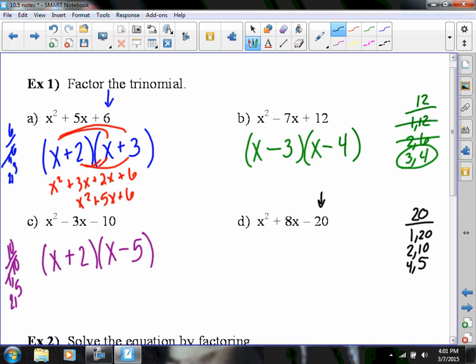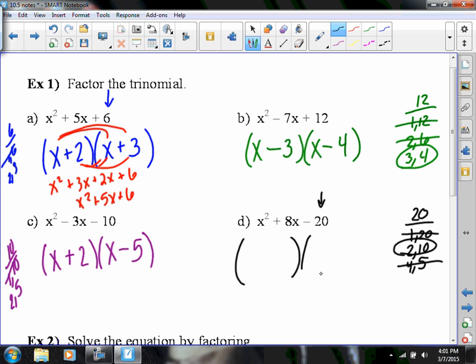1 and 20 will either add or subtract to 21 or 19, so that's not going to help me. 2 and 10, if I did 10 minus 2, that could get me to an 8. And the 4 and the 5, that would either get me to a 9 or a 1. So I don't want the 4 and the 5. I want the 2 and the 10.